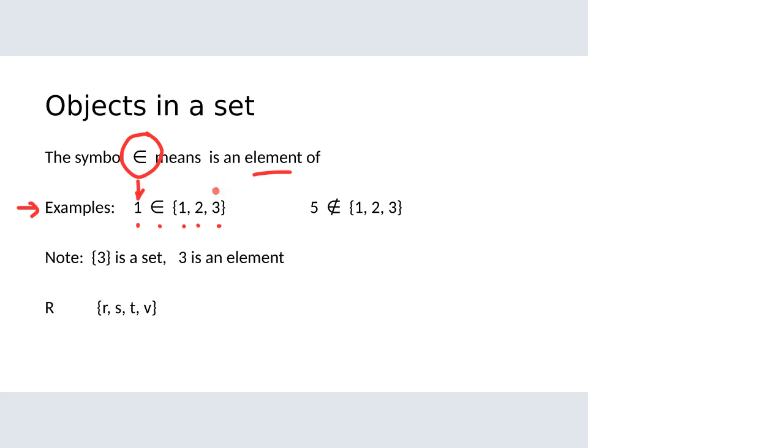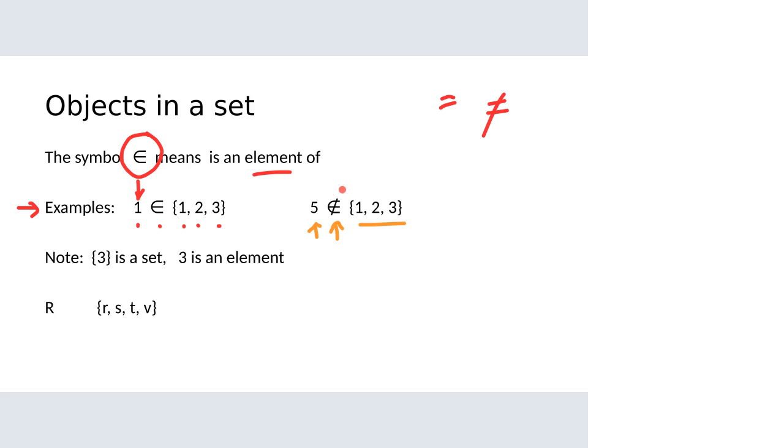And then very much like equal to and not equal to, this symbol means is not an element of. And as you can see right here, 5 is not an element of the set {1, 2, 3}. It's not in there, so it's not an element. So is an element, is not an element. Those are symbols that may be new for you. I don't think they'll give you much trouble. It's just important to know what that symbol means.